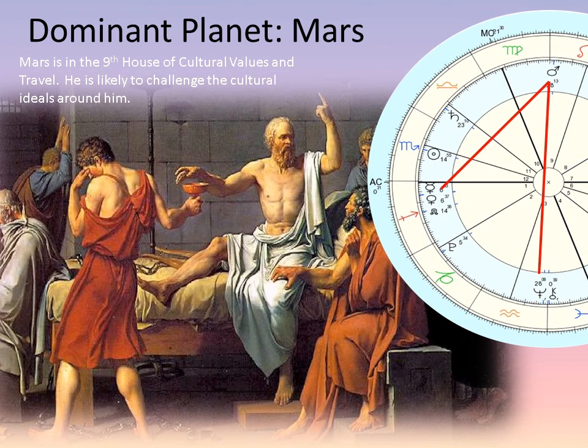But if you look at it, Mars is in the 9th house of cultural values and travel and higher education, philosophy. So where does he apply this assertive energy, this kind of fearless, aggressive energy? He's likely to challenge the cultural ideals around him. The way you think of Socrates, who was forced to drink hemlock because of his ideas. So Harvey's more likely going to push the boundaries there. It may make some people upset. We'll see. I know I do. So, like father, like son.